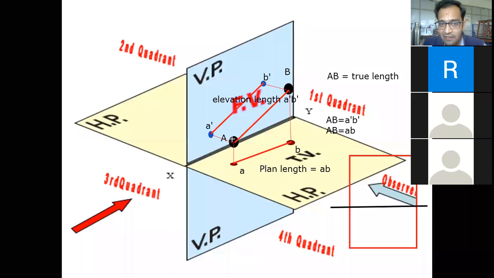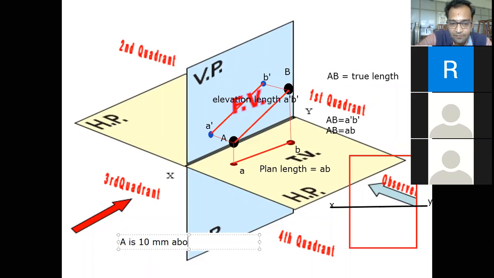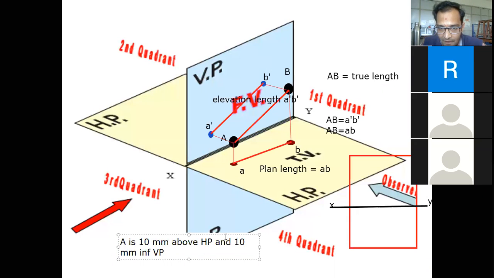So for point A, where should I drop it? I'm defining a reference over here, which is going to be called XY. This is the reference. Now where should I place the point A? For that I need some data, and the data is going to be drafted like this. Point A is 10 mm above HP and 10 mm in front of VP. So if I'm saying point A is 10 mm above HP, 10 mm in front of VP, what should I do? I should start like this.